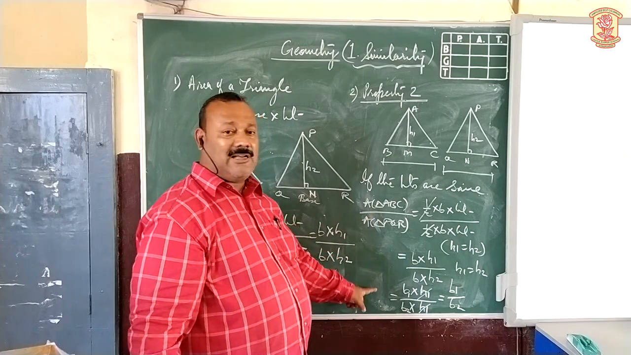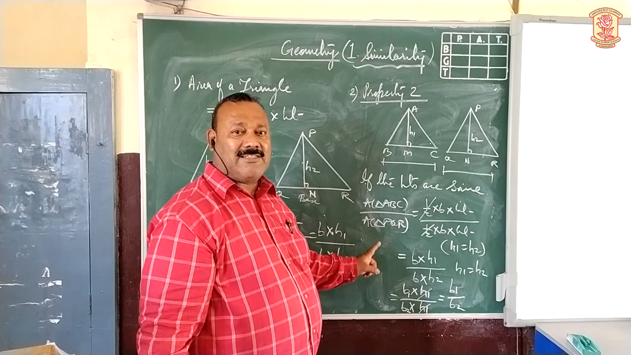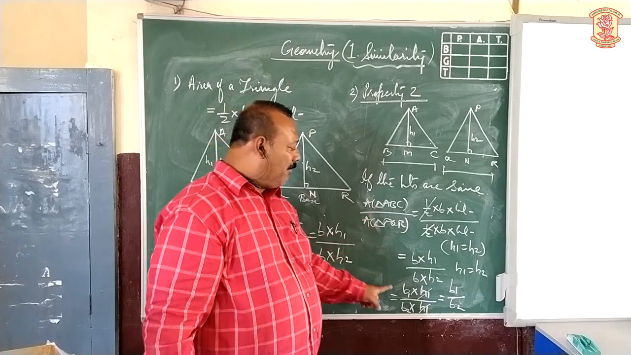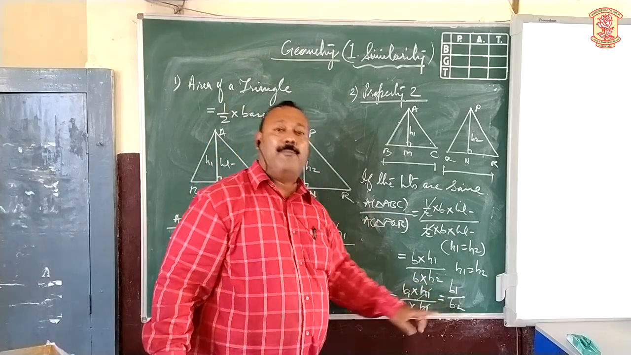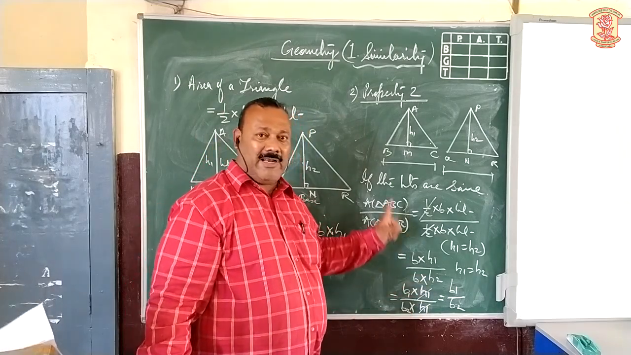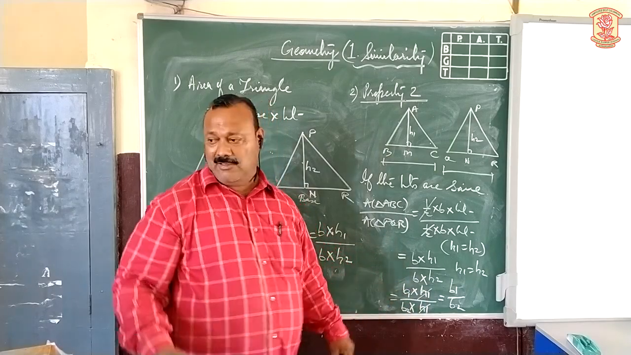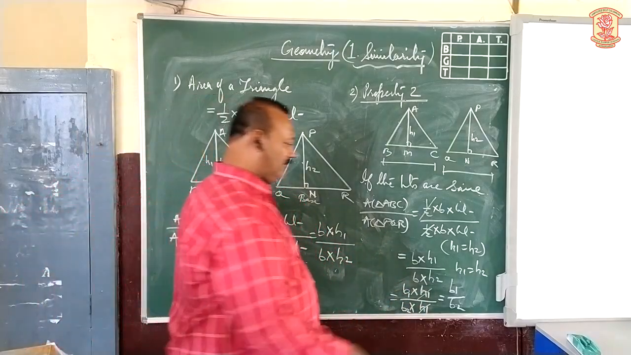Now what does the result tell us? When two triangles are given and their heights are the same, areas are proportional to the corresponding bases. When heights are equal, areas are proportional to the corresponding bases. Now see the third result.